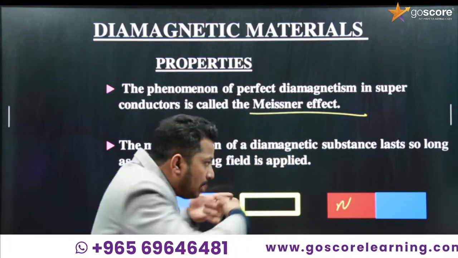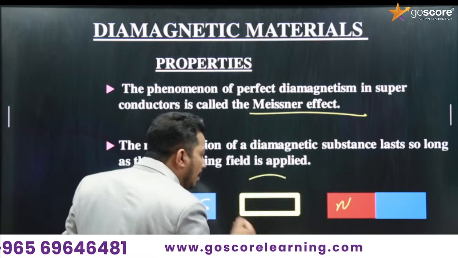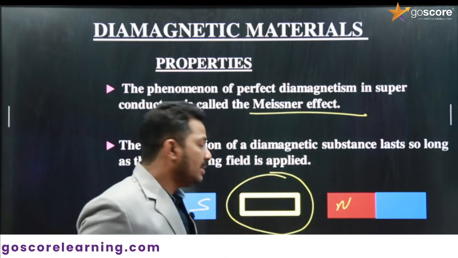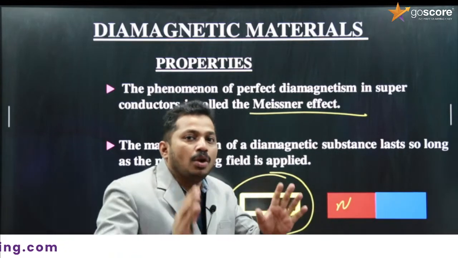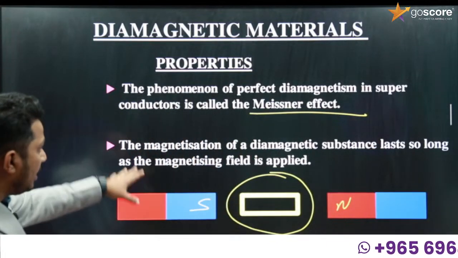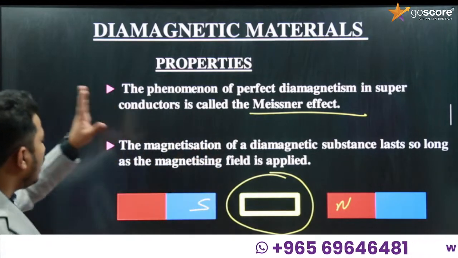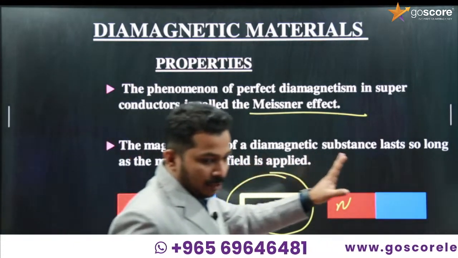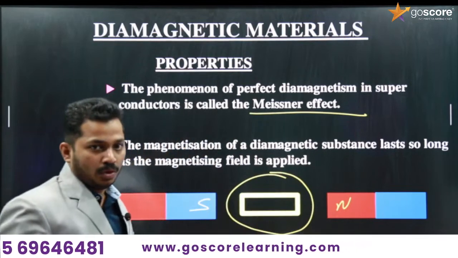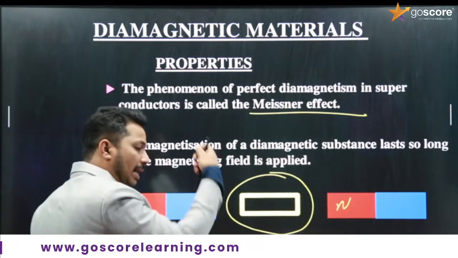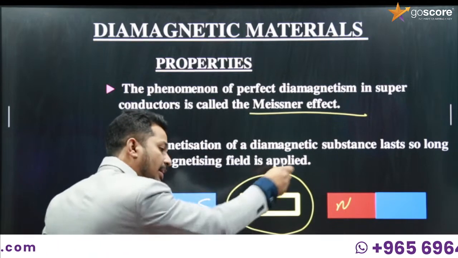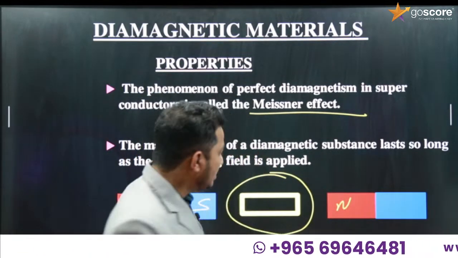Okay, so when we withdraw the external magnetic field, when we remove this bar magnet, this diamagnetic material will turn into a normal material. There will be no induction of north and south poles in that material. Its magnetic property is lost the moment after we withdraw the external magnetic field. So that's the meaning of the last statement: the magnetization of a diamagnetic substance lasts so long as the magnetizing field is applied. It can exhibit magnetic properties only as long as we apply the external magnetic field.